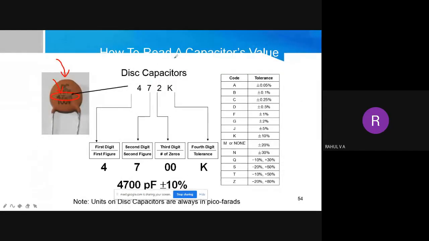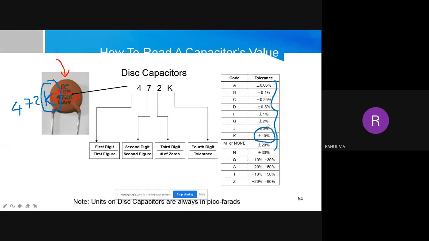Okay, here some examples are given. The value printed on the capacitor is 472. Then there is one K also. That K actually indicates the tolerance. After the third digit, whatever comes indicates tolerance. So the value of tolerance is given in this table. So K means it is plus or minus 10%.